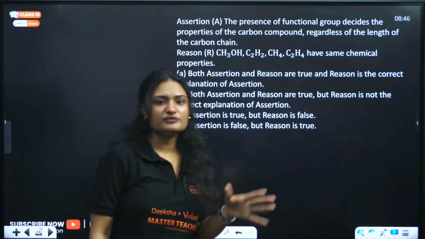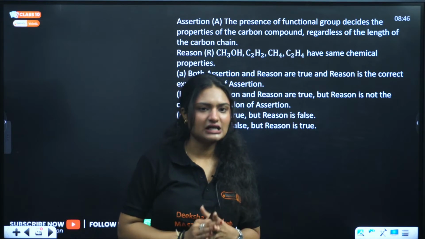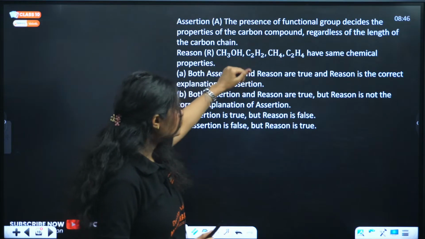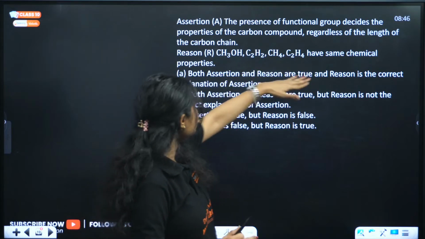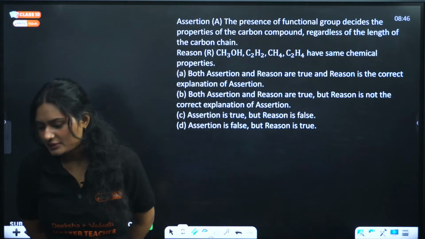Next question. Assertion says the presence of a functional group decides the properties of the carbon compound regardless of the length of the carbon chain. Reason says CH3OH, C2H2, CH4, C2H4 have same chemical properties.